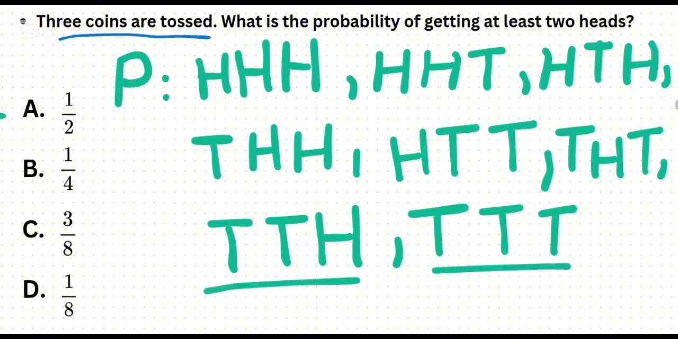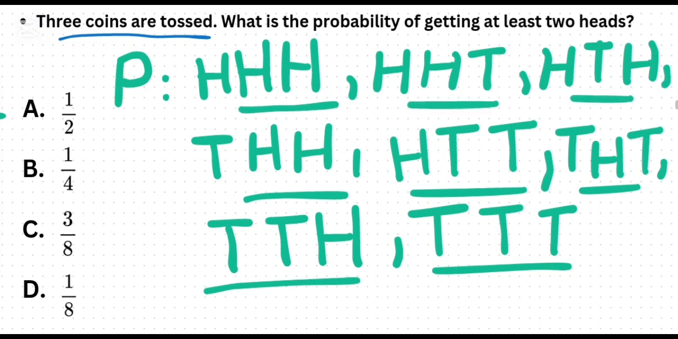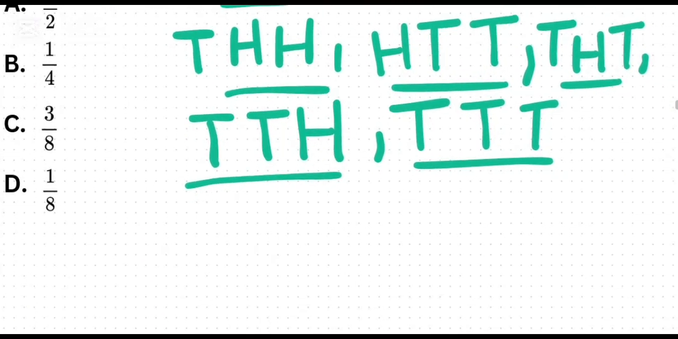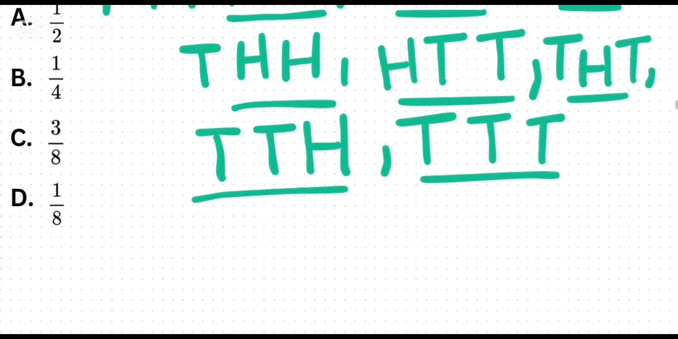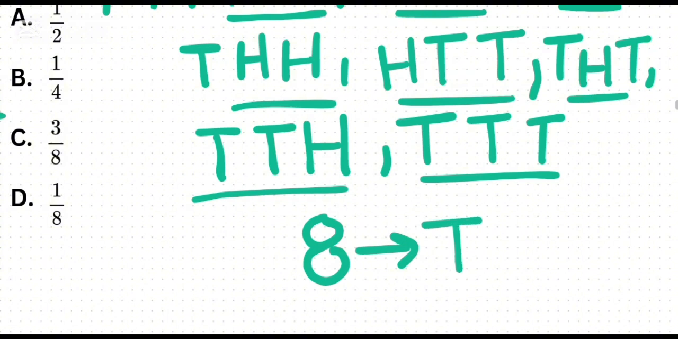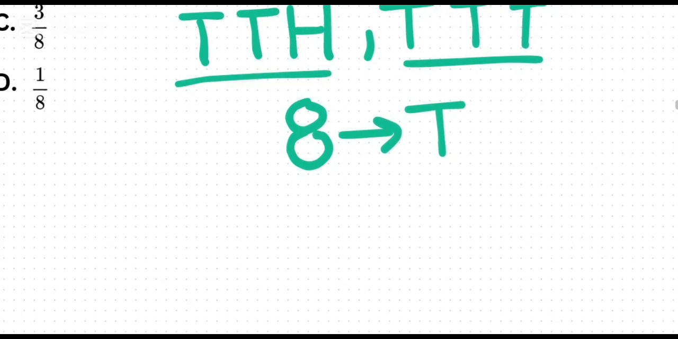If you see, total possible outcomes are 8, right? Let me write it. So the possible outcomes are 8, which is the total outcome, right? Now we will find the favorable outcome. Now we will calculate the favorable outcome.